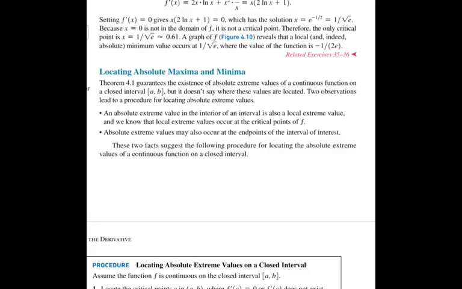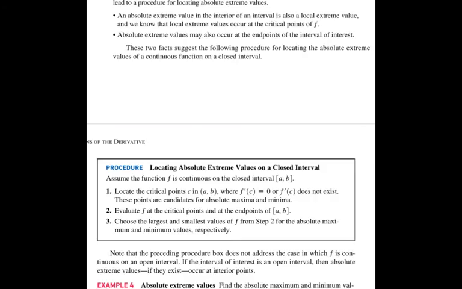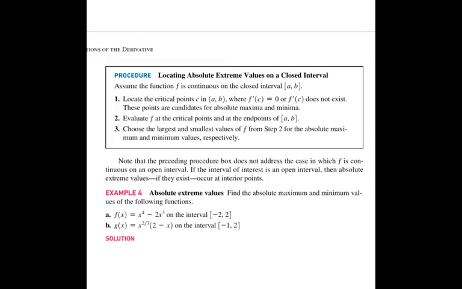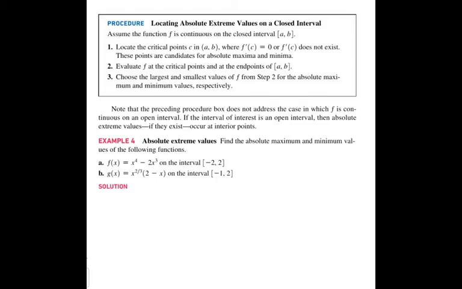These two facts suggest the following procedure for locating the absolute extreme values of a continuous function on a closed interval. Assume f is continuous on the closed interval [a, b]. Locate the critical points on the open interval (a, b) where the derivative is 0 or does not exist. These points are candidates for absolute max and min. Evaluate f at all the critical points and the endpoints, and then choose the largest and smallest values from step 2 for the absolute max and min values, respectively. So in this example, we're asked to find the absolute max and min values of the following functions. Okay, let's get this a go.